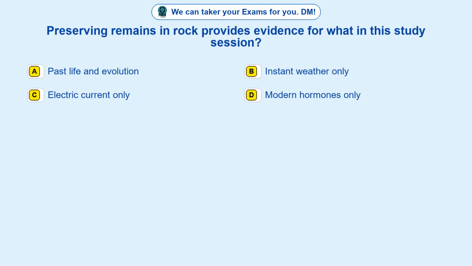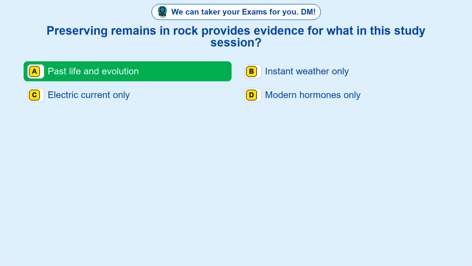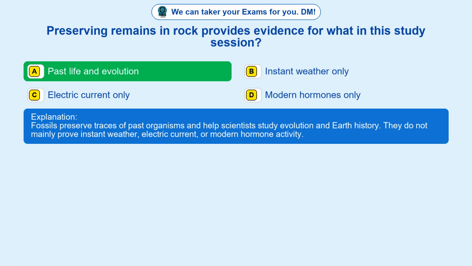Question 95. Preserving remains in rock provides evidence for what in this study session? Option A, past life and evolution. Option B, instant weather only. Option C, electric current only. Option D, modern hormones only. The correct answer is option A. Past life and evolution. Fossils preserve traces of past organisms and help scientists study evolution and Earth history. They do not mainly prove instant weather, electric current, or modern hormone activity.